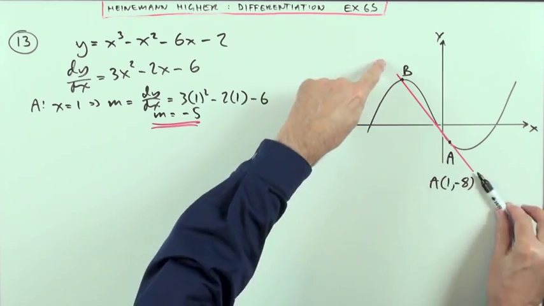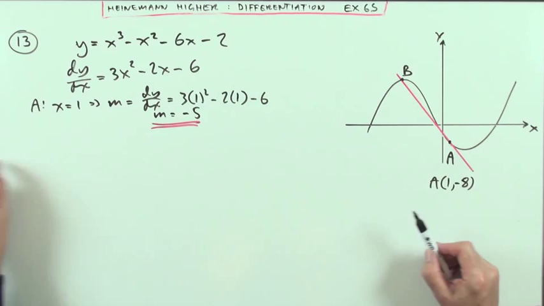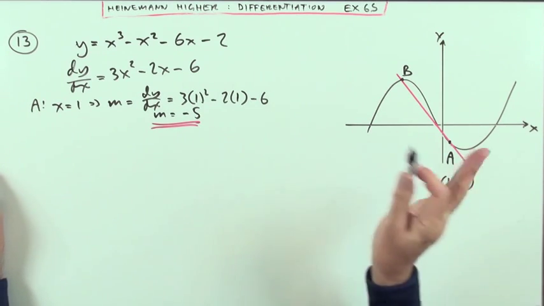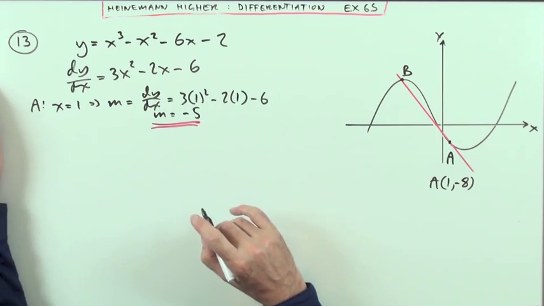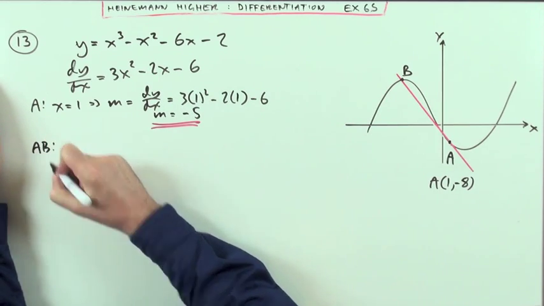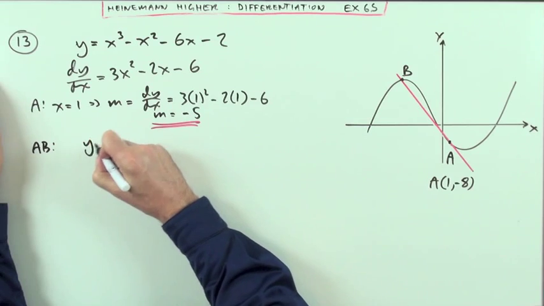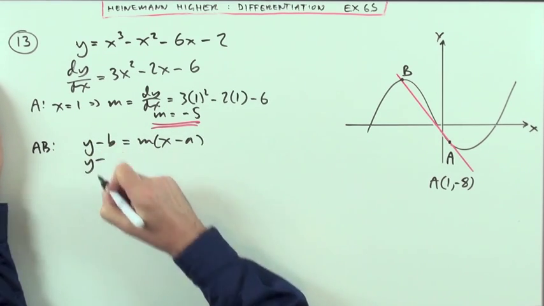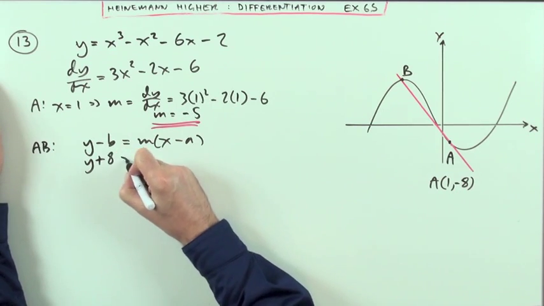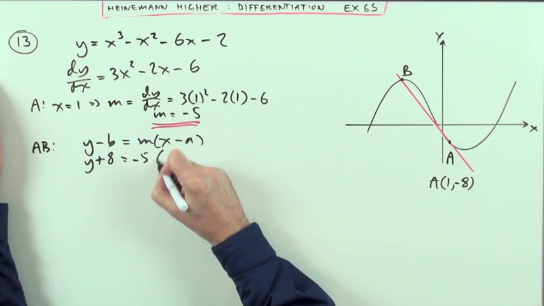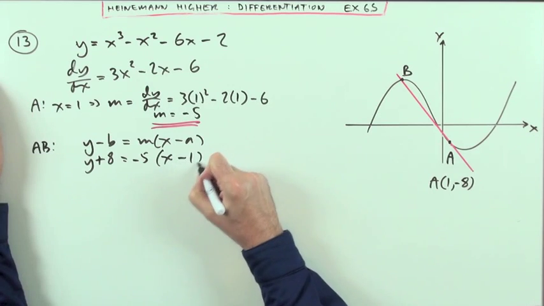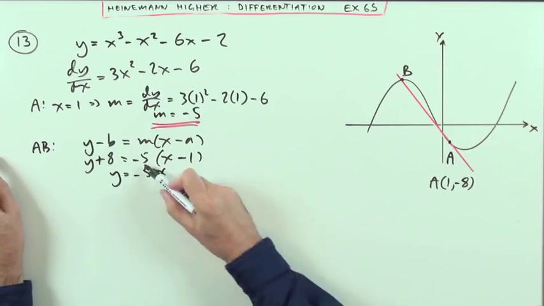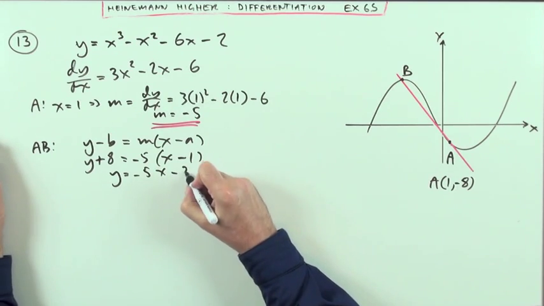So now I've got, for this red line, a point on it and its gradient. Unfortunately, it's not the point on the y-axis. That would have been handy. I could have gone y equals mx plus c straight off. So instead of that, to find the equation of the line AB, being the tangent, I'm going to have to use y minus b is m times x minus a. So y minus the y coordinate, so plus 8, is -5 times x minus the x coordinate, minus 1. Very nice and integral, that's just going to be y equals -5x plus 5 minus 8, minus 3.